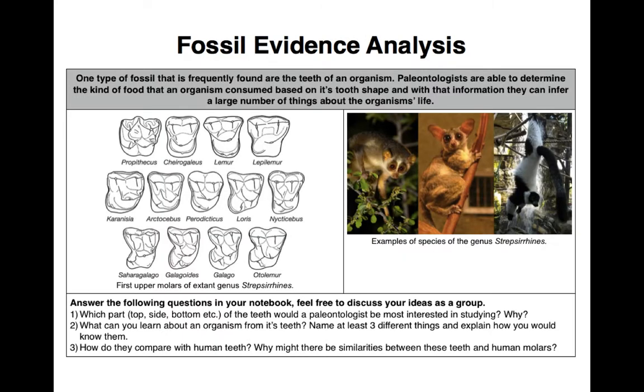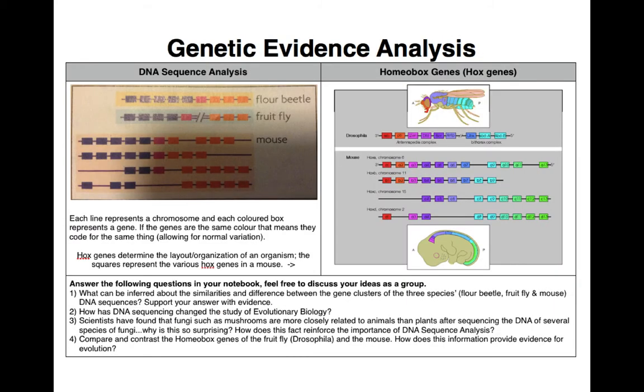Then we have fossil evidence. So here we have a bunch of teeth of different lemurs in this family here, and we have 3 questions to answer about them. And then we have genetic evidence. So here's an image, I'm sorry it's not very clear, but these boxes represent different Hox genes. And here's a further image of Hox genes between a fly embryo and a mouse. So there's 4 questions to answer for this one.